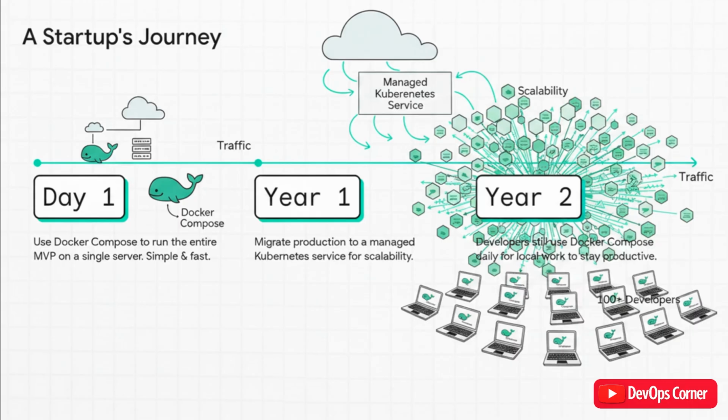Okay, by year 1, they have traction and traffic is growing. That single server isn't going to cut it anymore. So they migrate their production environment over to a managed Kubernetes service to get that critical scalability and high availability. Now, let's fast forward to year 2. The company's a huge success. They're running a massive complex Kubernetes cluster in production. And what are their 100+ developers using every single day on their laptops? Docker Compose, because it's still the fastest, simplest way for them to do their daily work.